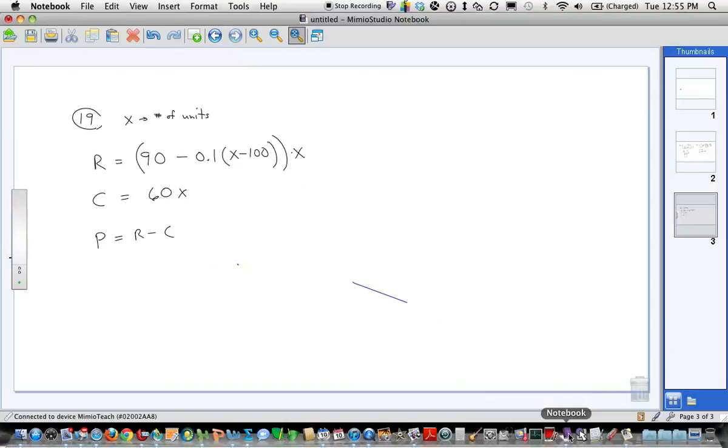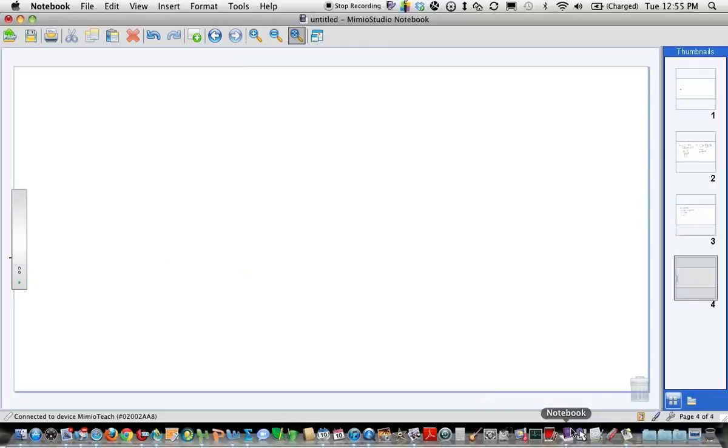All right? Now let's look at 20. Now in 20, it says you've got these apartments. And every time you raise the rent $30, you're going to lose a renter, right? There'll be one less occupied unit, which makes sense, okay?